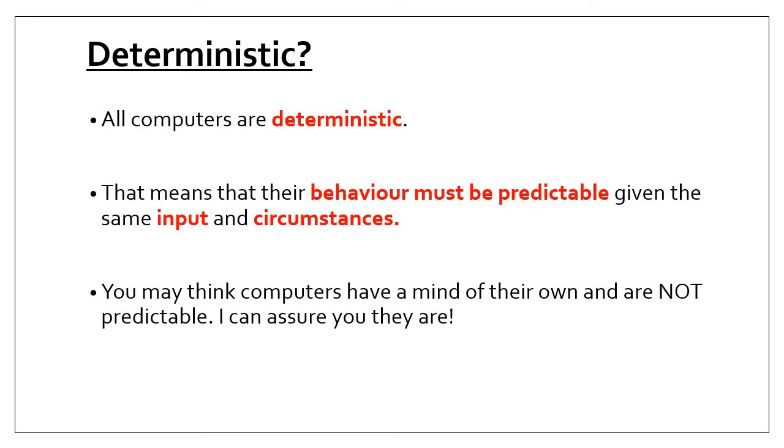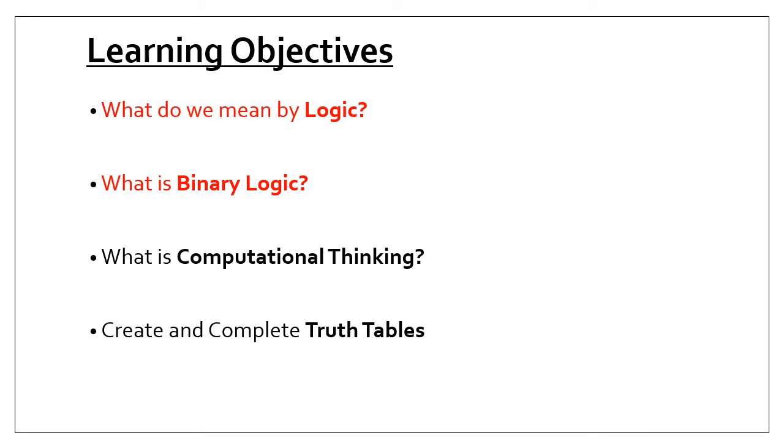Computers are also classed as what's called deterministic. That means their behaviour must be predictable given the same input and circumstances. So, for example, when you press the power button, the operating system is going to come on. When you double click on the Word icon, it's going to open Microsoft Word. Or, when the device is booting up, it's going to check to see if there's certain hardware in place in order to carry on booting up the operating system. So far we've looked at two learning objectives. What do we mean by logic and what do we mean by binary logic?